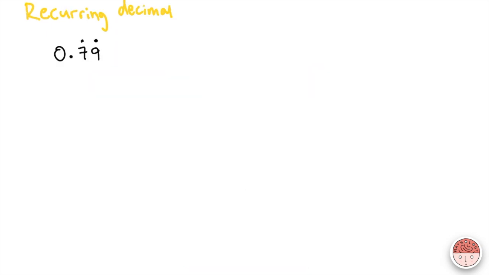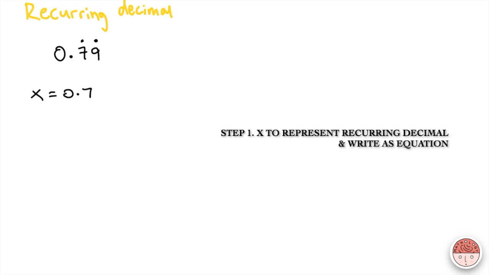Now, moving on to converting recurring decimals into fractions. This is required of you on the IGCSE Edexcel specification. So here we have an example to convert the recurring decimal 0.79 into a fraction. We would firstly use x to represent this recurring decimal, then write it as an equation like this.